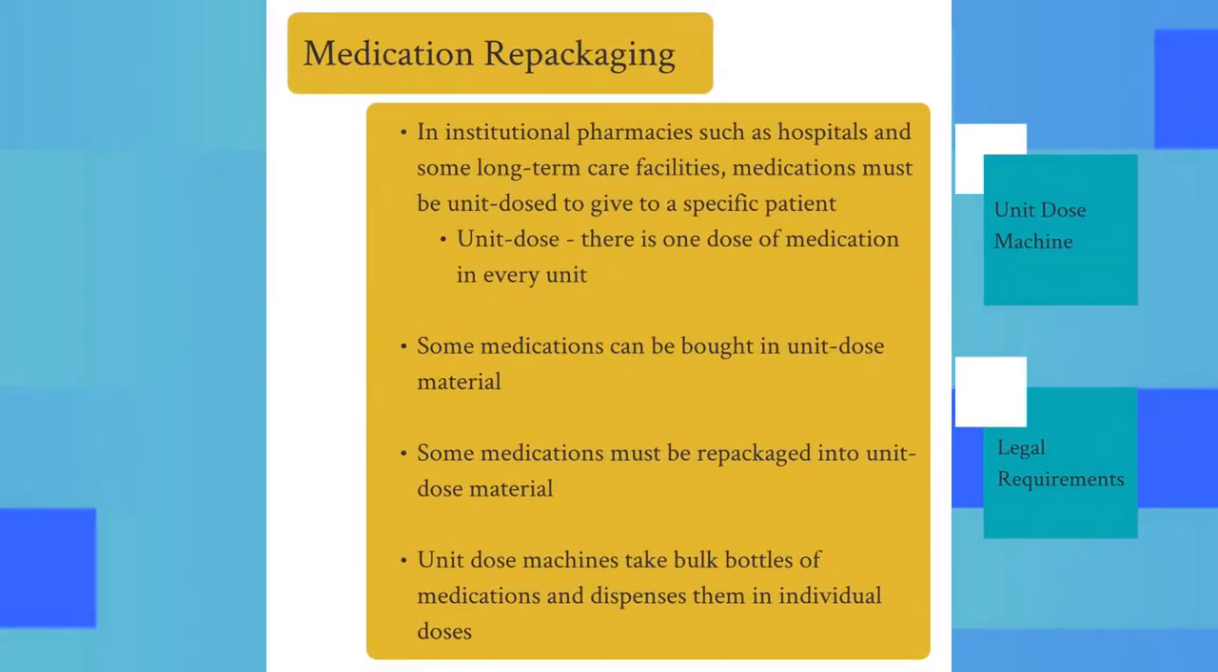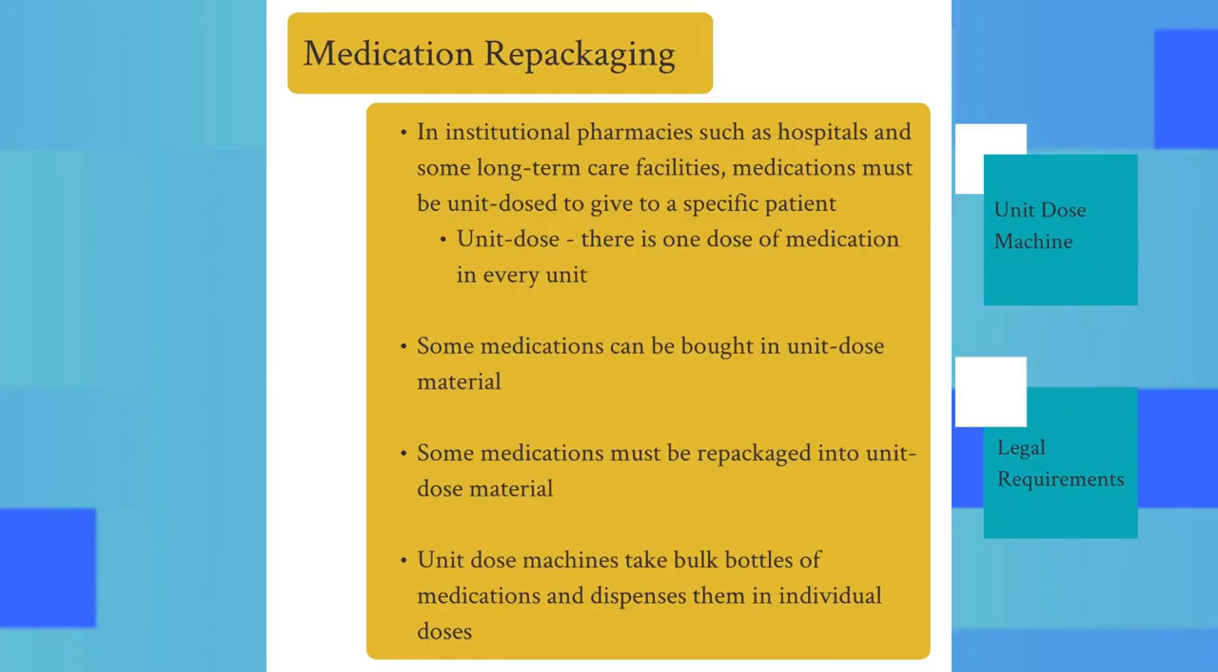This leads us to our final topic of this lecture, which is medication repackaging. In institutional pharmacies such as hospitals and some long-term care facilities, medications must be unit dose to give to a specific patient. So all unit dose means is that there's only one dose of medication in every unit. So these are pretty common. You see them with your cough and cold products over the counter. It's where you have to pop the pill out of the pack. There's only one pill in the actual slot where the pack opens.